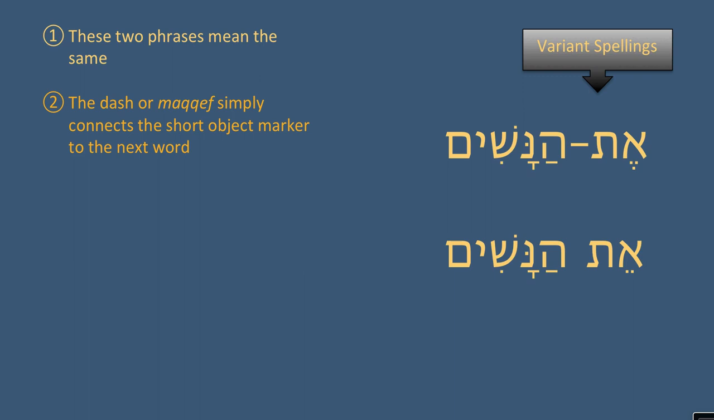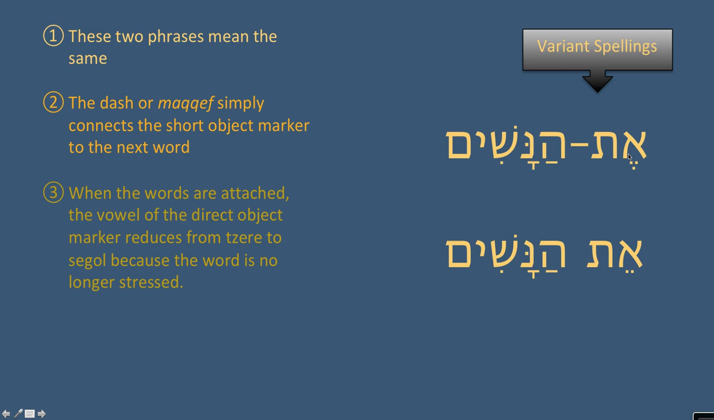When these two words are attached, as I said, the vowel of the direct object marker reduces from the tsere. So the basic word, if it's standing all by itself, is et with the tsere. But when we attach it to a noun, the stress is no longer on et, and so the vowel reduces from the tsere to the segol.